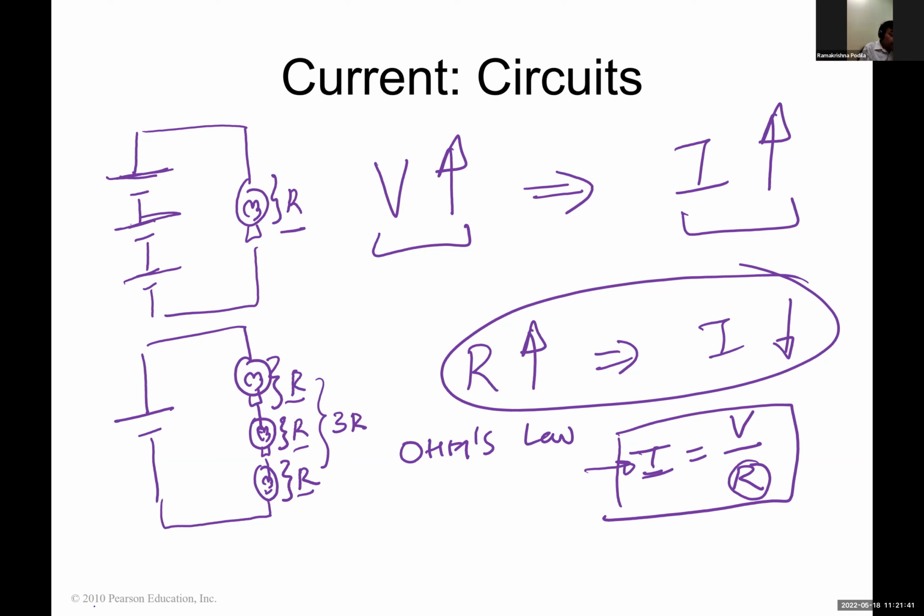Okay, so here we see something called a series circuit, which means if I put one light bulb next to another together, then the resistances of each light bulb adds up. So you have R plus R plus R giving you 3R.